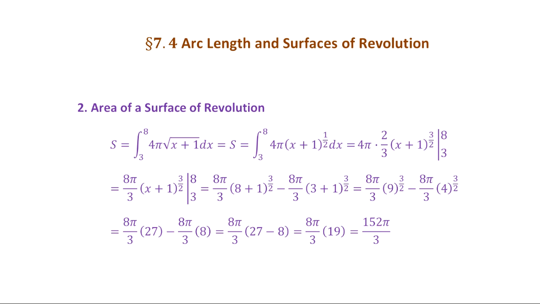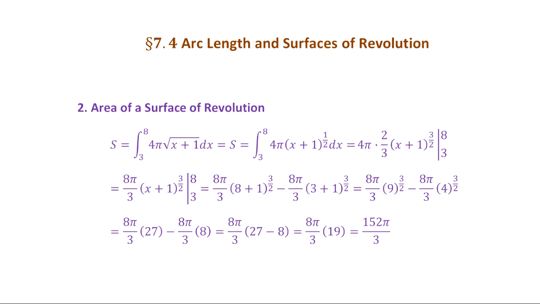So we got 8 pi over 3 times 8 plus 1 to the 3 halves minus 8 pi over 3 times 3 plus 1 to the 3 halves. So 8 plus 1 is 9 and 3 plus 1 is 4. So we got 8 pi over 3 times 9 to the 3 halves minus 8 pi over 3 times 4 to the 3 halves. And then you can easily find the 9 to the 3 halves by taking the square root of 9, you get 3, and then you take the cube of 3, you get 27. Similarly, you do 4 to the 3 halves by taking the square root of 4, you get 2, and taking the cube of 2, you get 8.